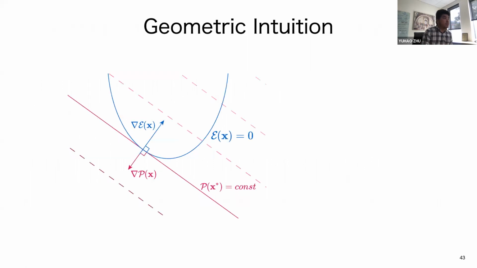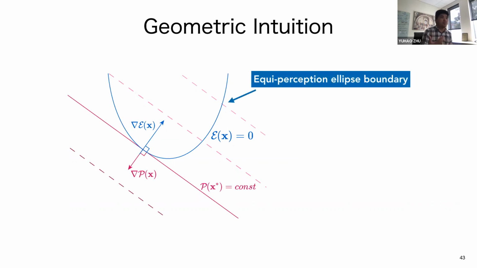So the geometric intuition here is that if you look at this, this is the ellipsoid or the ellipse boundary, what I call the equal perception ellipse boundary. All the colors inside the boundary have the same color perception. These lines are what I call equal power colors.